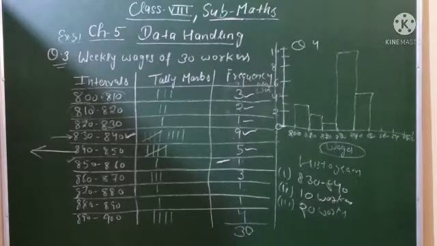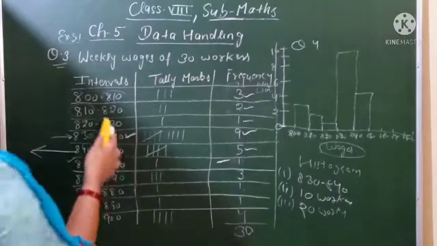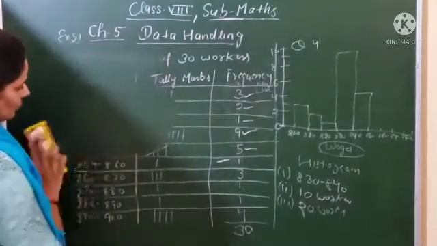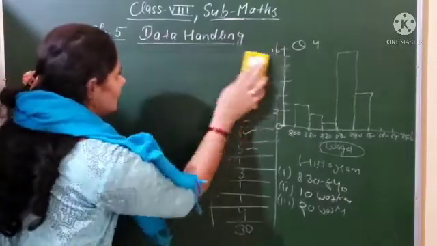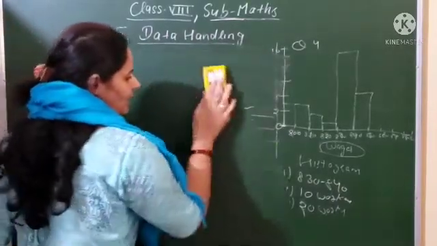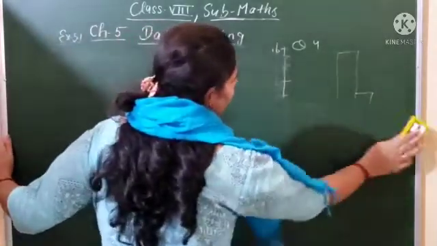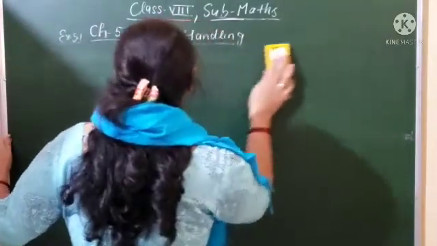Is it clear? So this is question number 3. Now, 3rd and 4th: in the 3rd you only have to draw the frequency distribution table. In question number 4 you have to draw the histogram, and now we will start question number 5.